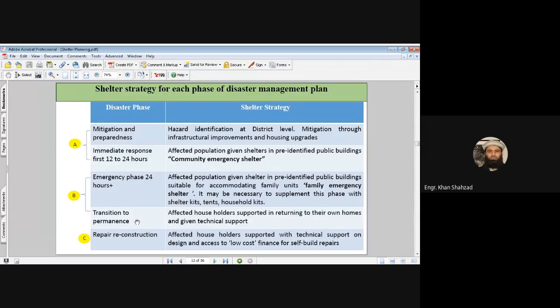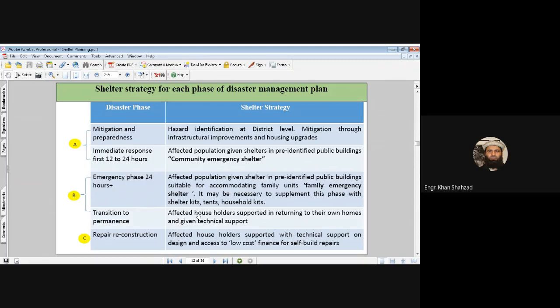The next one is the transition to permanence. This is another stage, the transition zone. In this stage, the affected householders are supported in returning to their own houses and given technical support. You are shifting them to their own houses, and this is going towards a permanent solution. You are going towards providing them a permanent solution.